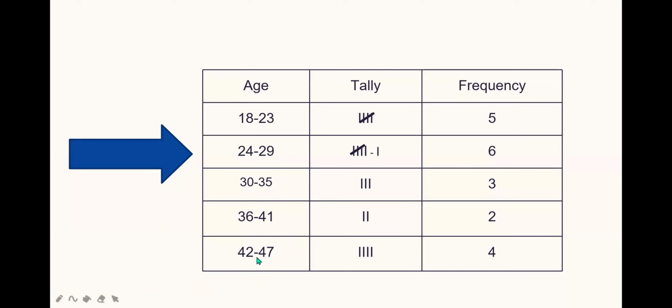Simply because our class interval is equal to 6. You need to fulfill the number 6 class interval here, even though we don't have any 47 respondent. Okay, so by tallying, that is 5, 6, 3, 2, 4, and that is equal to 20.